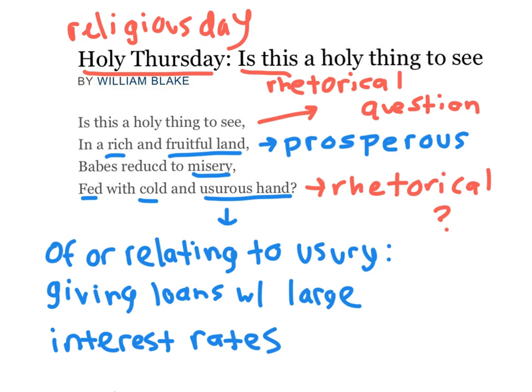When analyzing poetry, it's also important to pick out words that you don't really know the meaning of. In this case, the word usurious means of or relating to the practice of usury, or giving loans with large interest rates. So here the word usurious is used to describe the hand that's feeding these babies who are being reduced to misery in this rich and fruitful land.